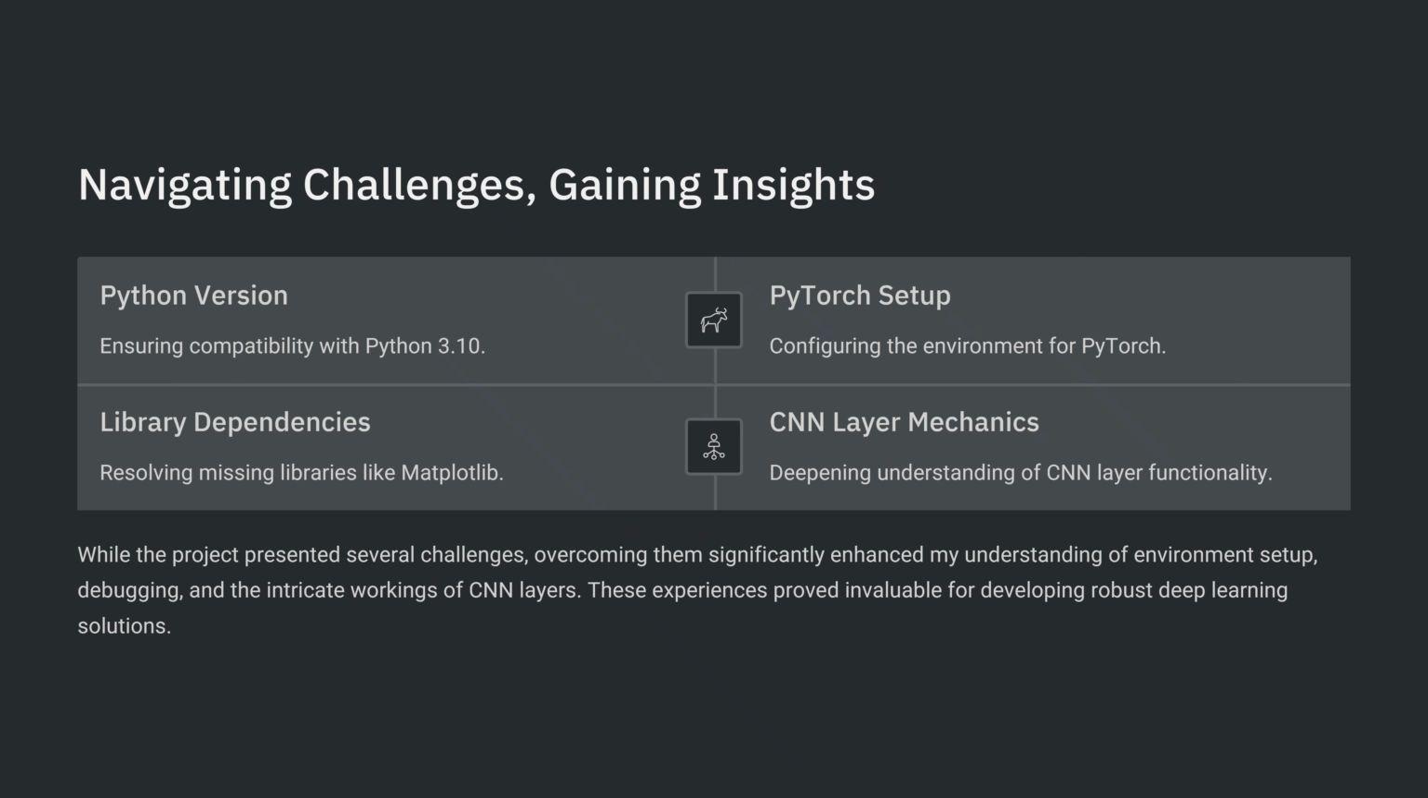Finally, let's talk about some challenges faced during the project. Setting up the environment correctly, making sure PyTorch works with the correct Python version, and installing libraries like matplotlib can sometimes cause issues. Understanding how convolution, pooling, and activation layers work together is also a key learning outcome. These challenges help build a deeper understanding of deep learning, debugging, and model design. Overall, this project was a great combination of theory and hands-on coding, resulting in a strong performing digit recognition model.